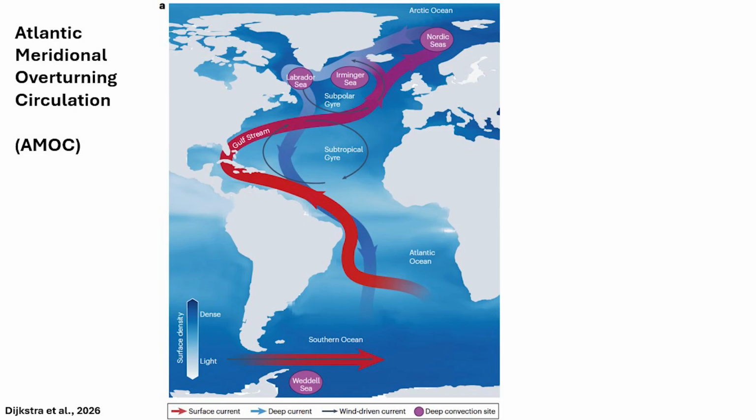And it's shown here, so you can see the Gulf Stream moves a lot of warm water. So those are the red currents northwards. They give off their heat to the atmosphere, they cool off, they become denser, and they sink, and then they return southwards. And so that's this overturning circulation.